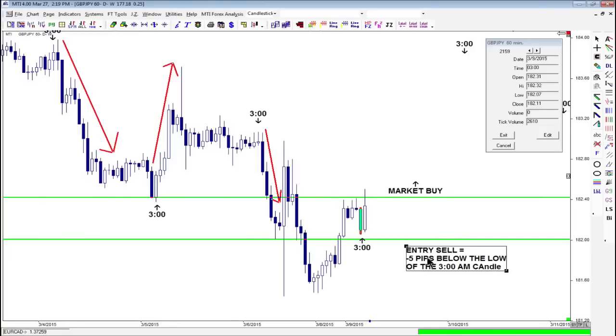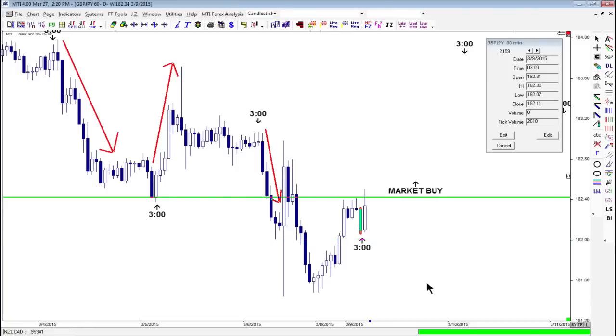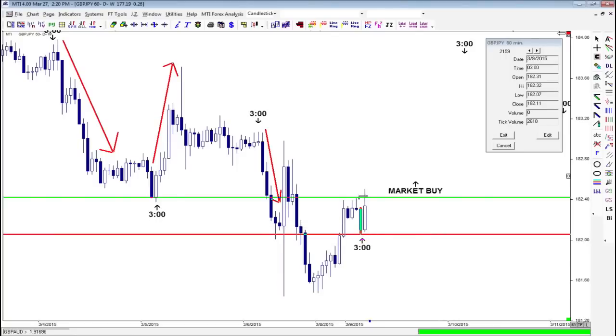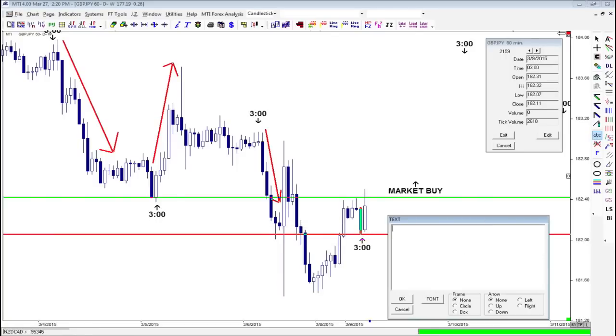So we're now in this market with a market buy position. First order of business, we're going to come in here and close out the opposite order. Once we close out that opposite order, in this case the entry sell position, we're now going to come in here and set a stop loss. When we are buying the market, we're going to set our stop loss right at the low of that 3 a.m. candle. So let me go ahead and type that out. Stop loss when buying the market. It's going to be different when we're selling the market here.